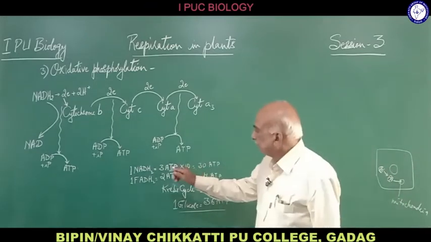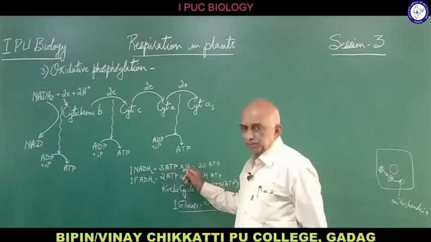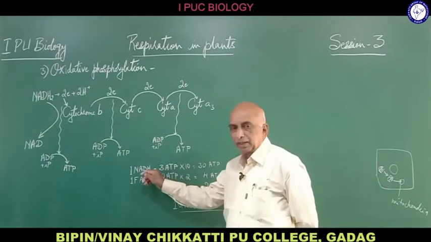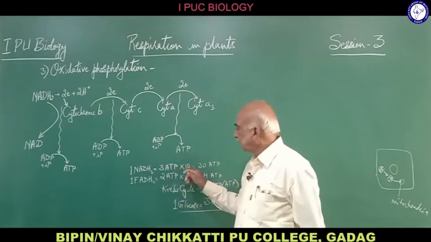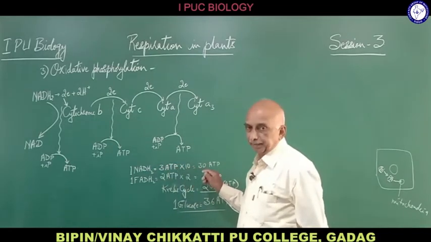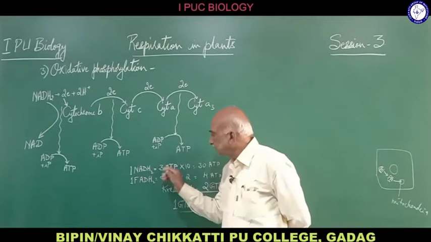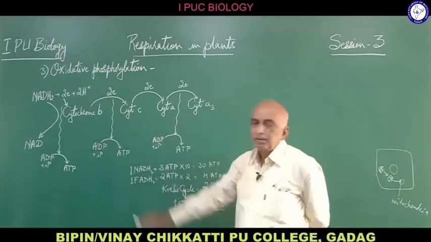So here totally 10 NADH2 are produced, 2 NADH2 during glycolysis and 8 NADH2 during the Krebs cycle. Those 10 NADH2 will produce 30 ATP. Each NADH2 produces 3 ATP after oxidation.